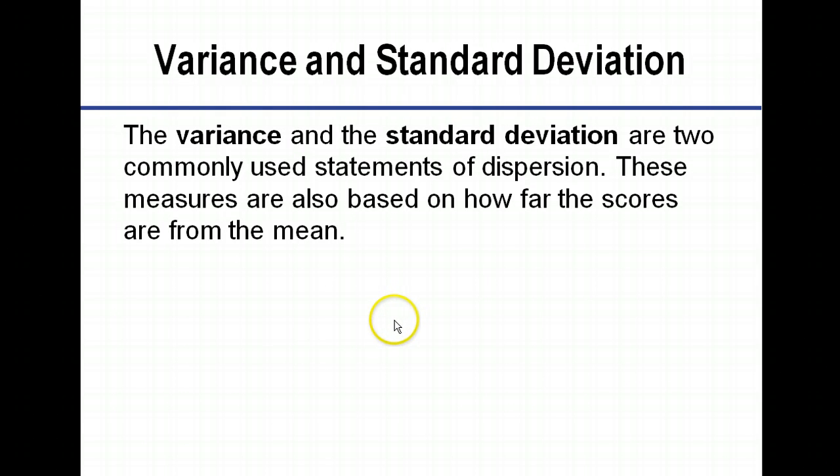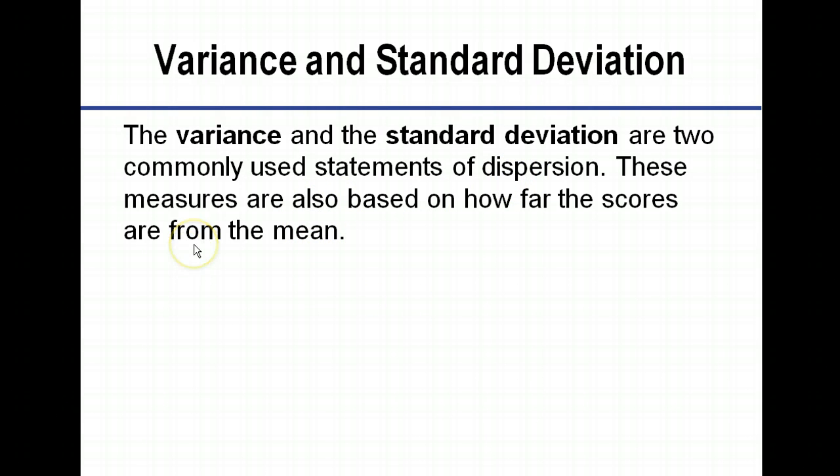So now we're going to discuss the other 2 types of measures of spread if we're talking about data sets, the ones that are most used in the study of statistics. So the variance and the standard deviation are the 2 commonly used statements of what are called dispersion or measures of spread. So these measures are also based on just how far the scores are in general from the mean.